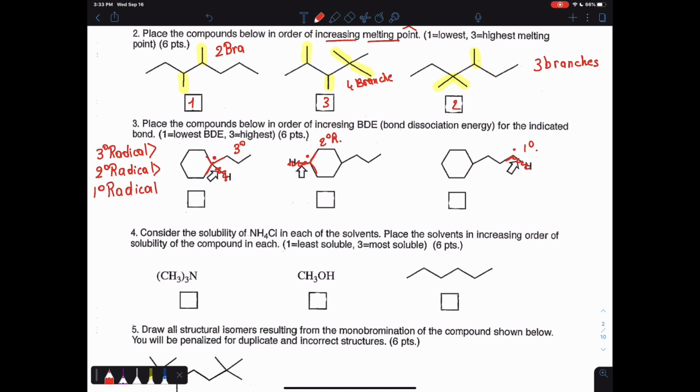Now, when we're asked about the bond dissociation energy, we know that the primary radical is the least stable. If it's the least stable, this means it requires the highest amount of energy. So this one will be 3, then this one will be 2, and then this one will be 1. So again, remember, the least stable radical has the highest bond dissociation energy compared to the tertiary.